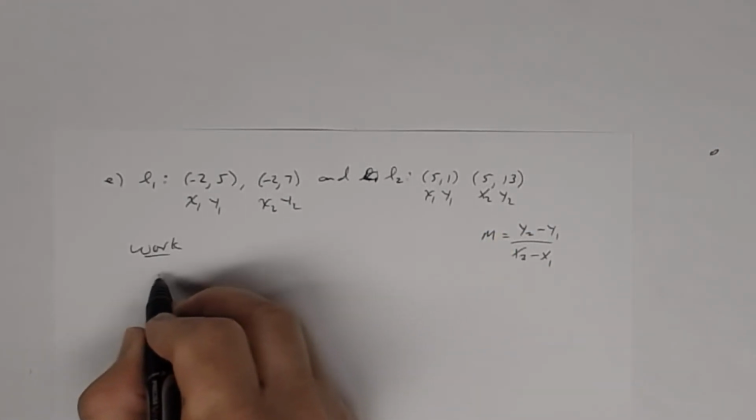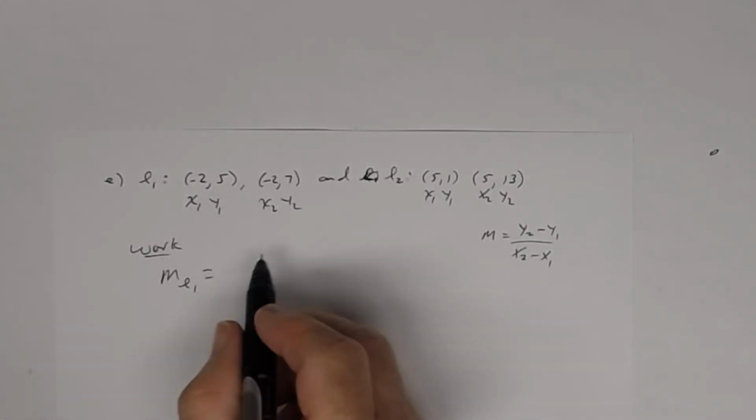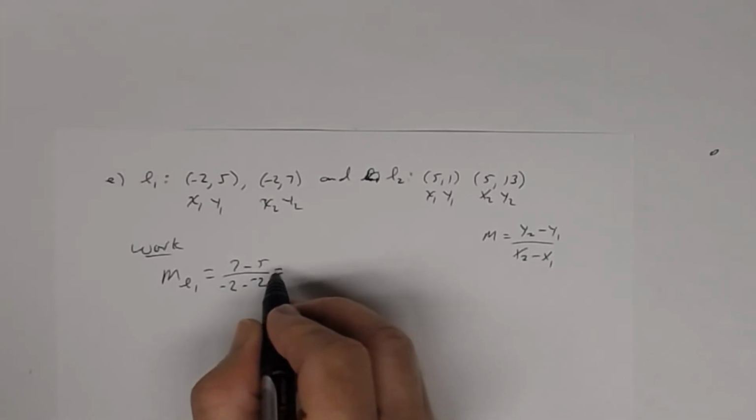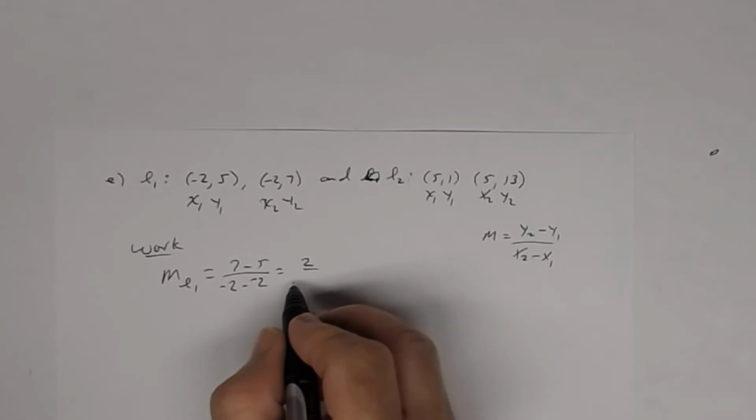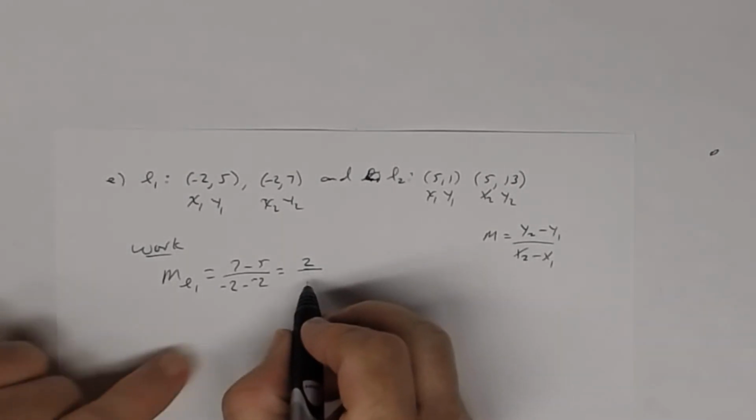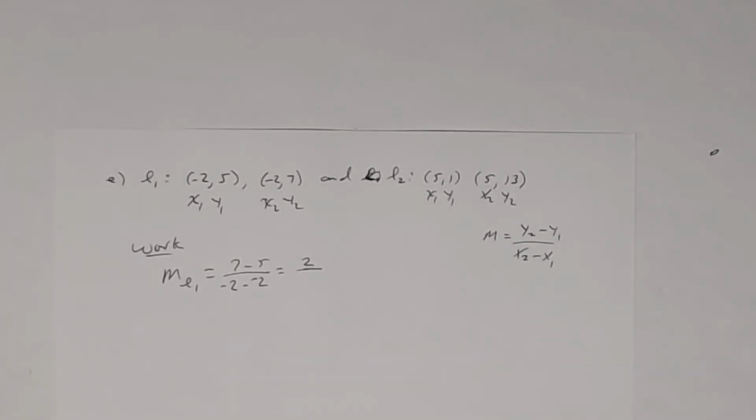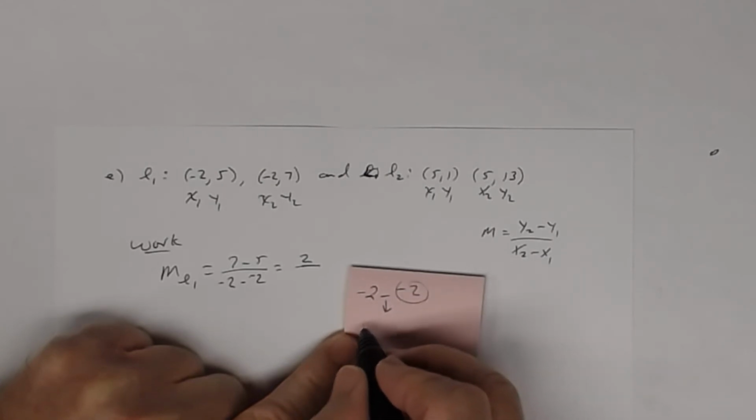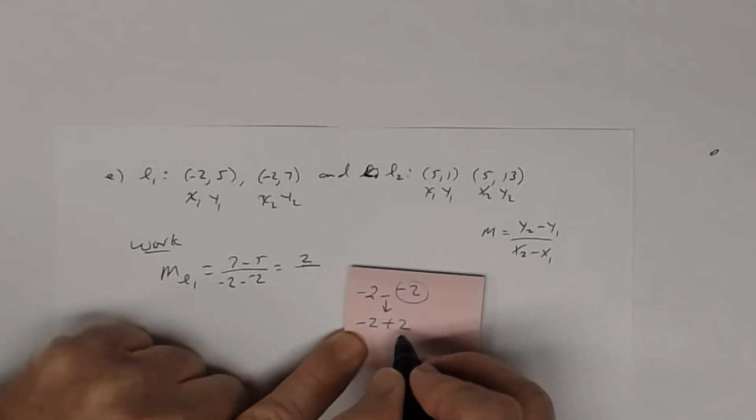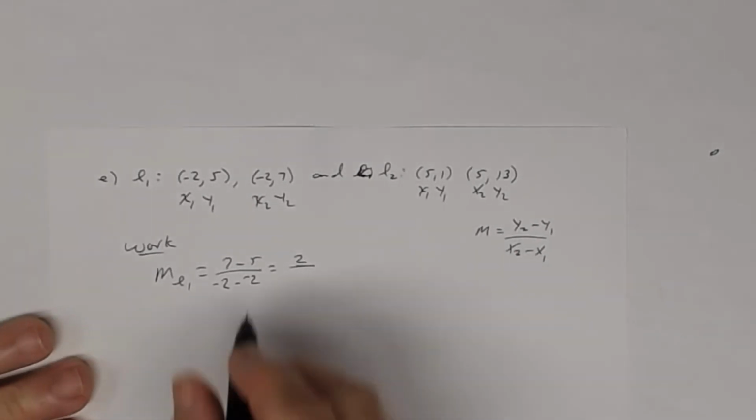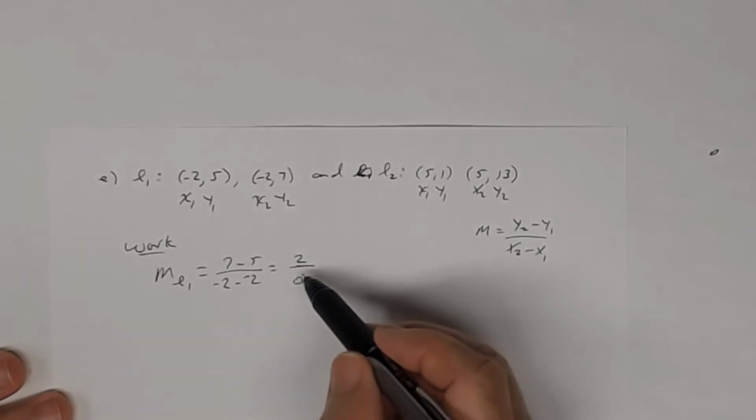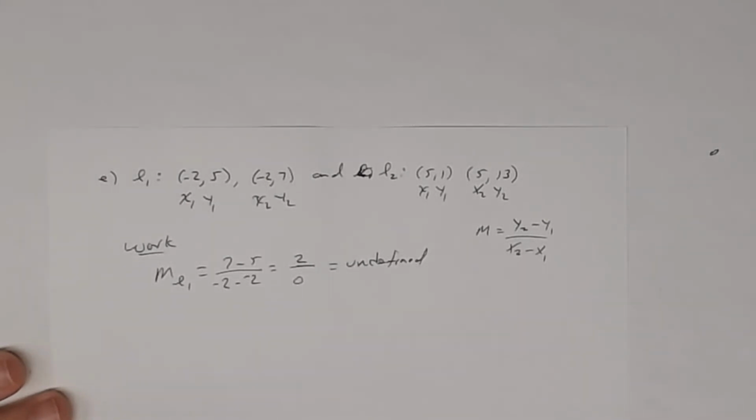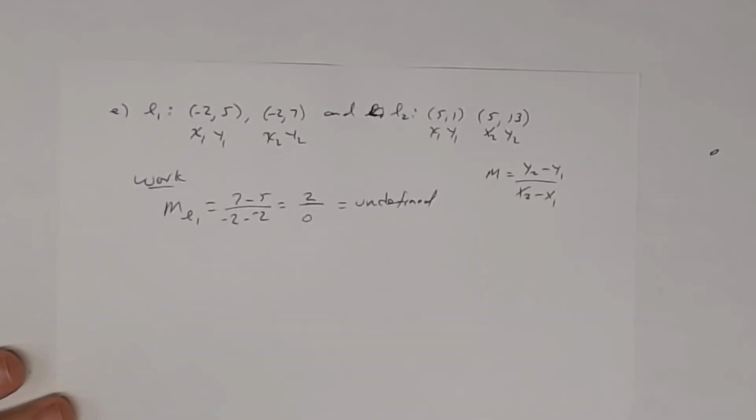So here's your work. The slope of line 1 equals, all right, 7 subtract 5 divided by negative 2 subtract negative 2, right? Well, 7 subtract 5 is 2. Negative 2 subtract negative 2, remember change subtraction to addition by adding the opposite, becomes negative 2 plus 2. Well, negative 2 plus 2 is 0, right? Okay. So I get 2 divided by 0. Well, remember, whenever you divide by 0, that's undefined. So the slope of this line is undefined. Now, don't let that throw you off. Let's go on. We'll come back and talk about that.